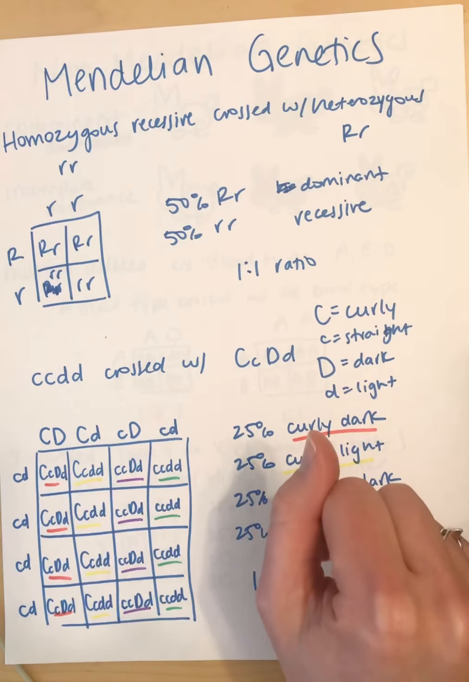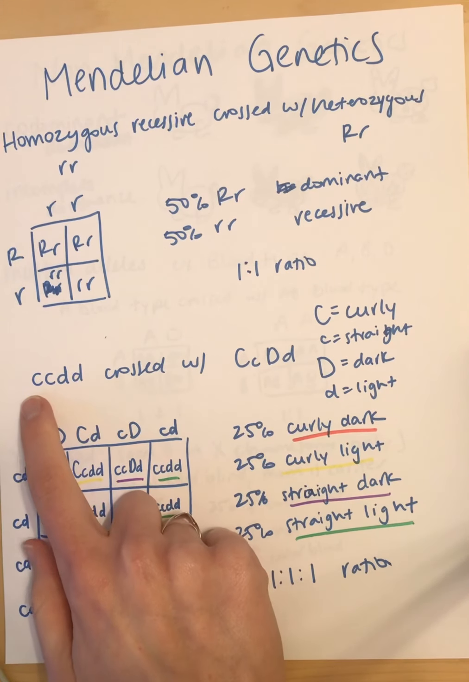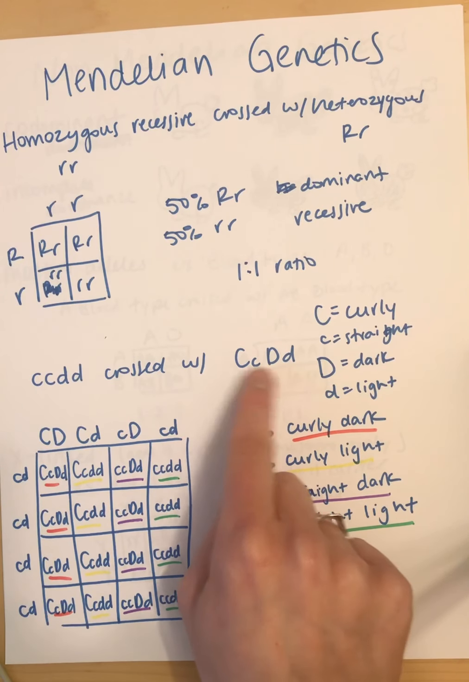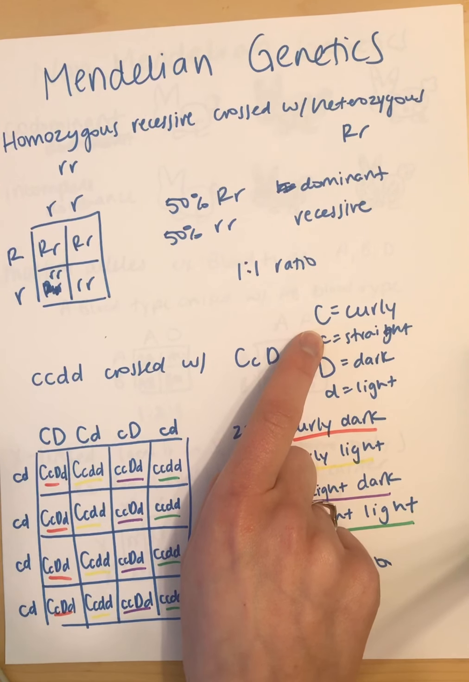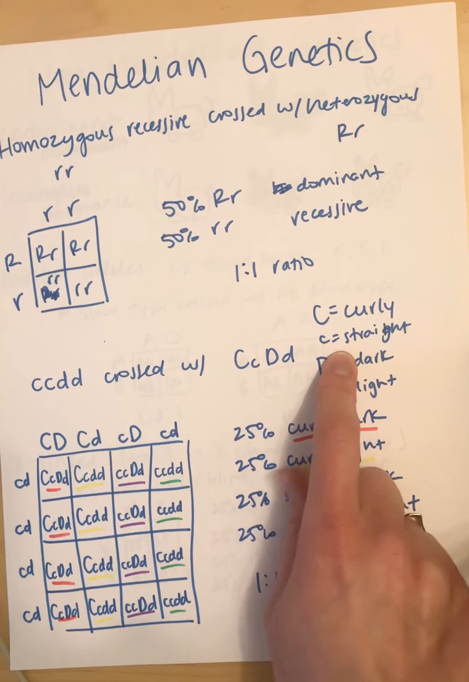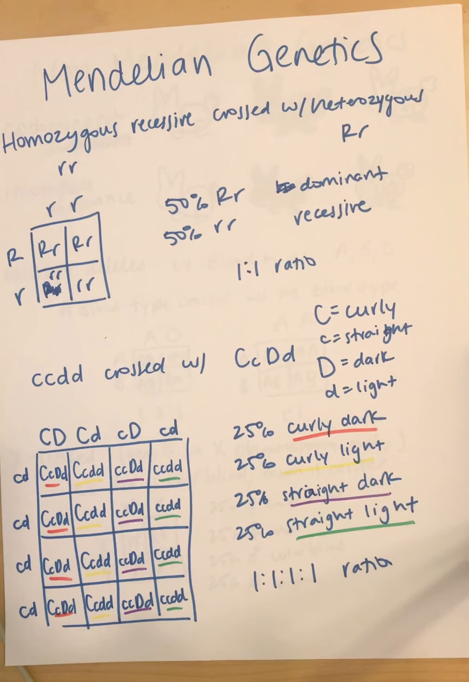Down here is what we call a dihybrid cross, where we're looking at more than one gene. I have a homozygous recessive individual crossed with a heterozygous individual for two traits. C is the type of hair, and D is the color of the hair. So big C's curly hair, little c straight hair, big D's dark hair, little d's light hair. And this is an oversimplification because our hair color and hair type don't come from just one gene, but this is just for an example.